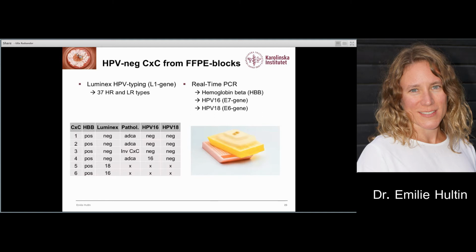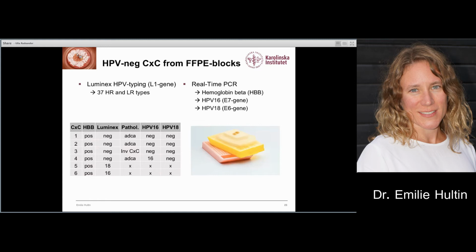We chose to include 2 samples that were positive by Luminex. Sample number 5 was positive for HPV-18 and number 6 positive for HPV-16. But the 4 samples, 1, 2, 3, and 4, were negative for HPV. And these were reviewed by a pathologist, and they were confirmed to be adenocarcinomas and invasive cervical cancer.